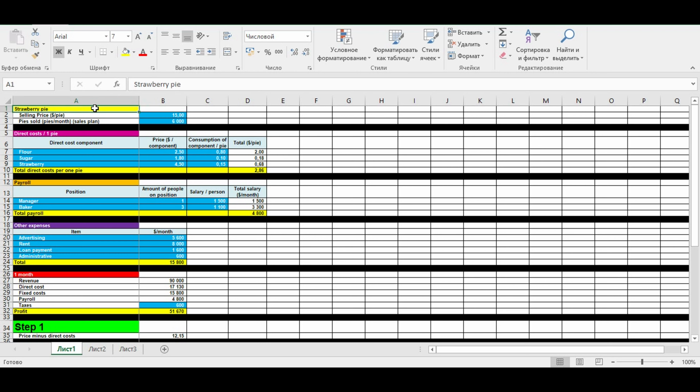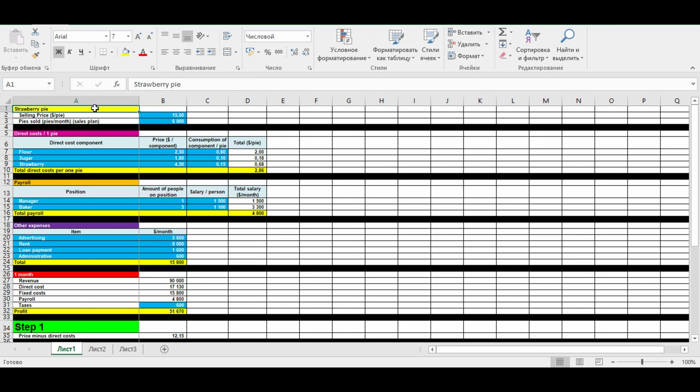What is the basic idea of the break-even point? The break-even point is a specific amount of pies or a specific revenue from selling pies when your revenue is equal to your expenses. So let's explain what the break-even point is.